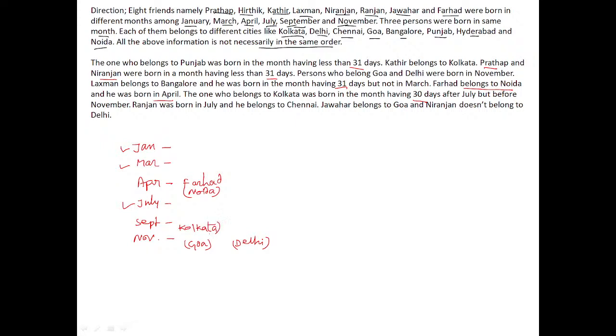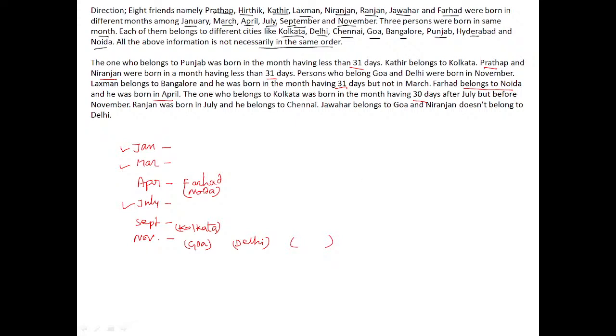So here, by now we have understood that all the months except November have only one particular person and their respective living city as well. But in November there are already 2 persons with their cities, so the third one would be there. Let's see what further information is given.